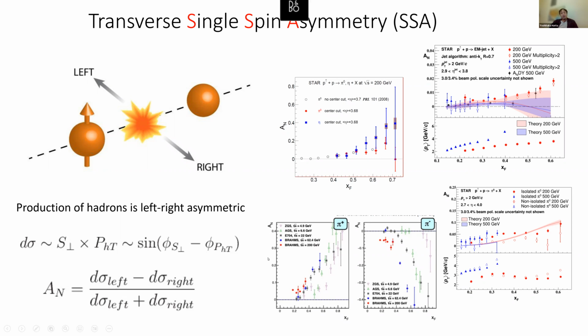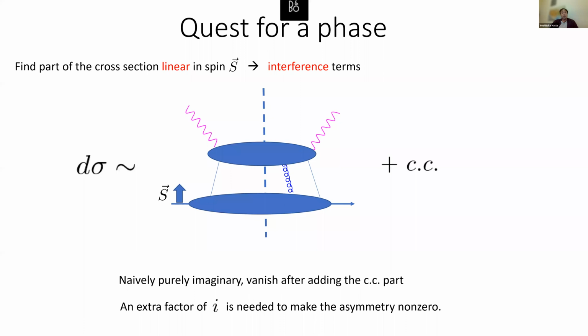And there is a very long history of experimental measurements since the 70s. And in some cases, this asymmetry can be as large as 20 or 30%. So it's a really big effect, and we want to understand why from QCD. So this is the theory for the single spin asymmetry.